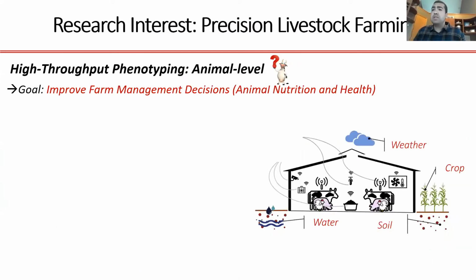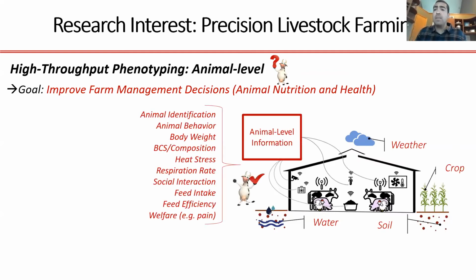So what we are interested in is something called high-throughput phenotyping. That's a little weird name on the animal production side, but it's very common in genetics. What high-throughput phenotyping wants to do is collect animal level information as much as possible in a cheaper and precise way. And the goal of collecting this information in my lab is to improve farm management decisions specifically related to animal nutrition and health.